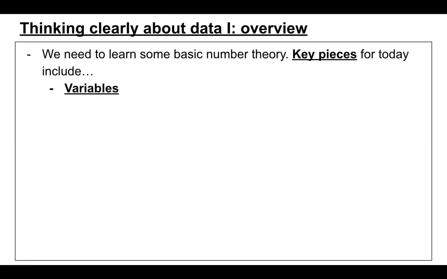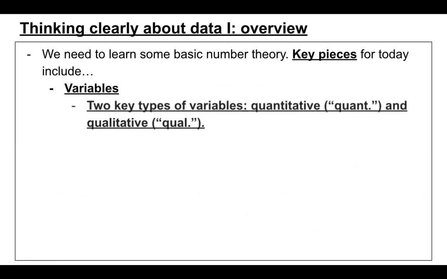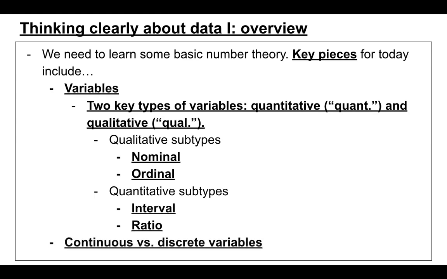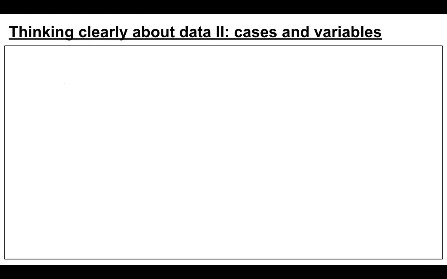The key pieces for today include the definition of a variable, and then we'll talk about two types of variables, quantitative and qualitative, and we'll often refer to them as quant and qual variables, at least in writing. We'll talk about some subtypes of qualitative variables, nominal and ordinal. Then we'll talk about some quantitative subtypes, interval and ratio. And we'll also talk a little bit about continuous versus discrete variables. So that's the agenda for today in broad outline, and then we'll go over some graphs.